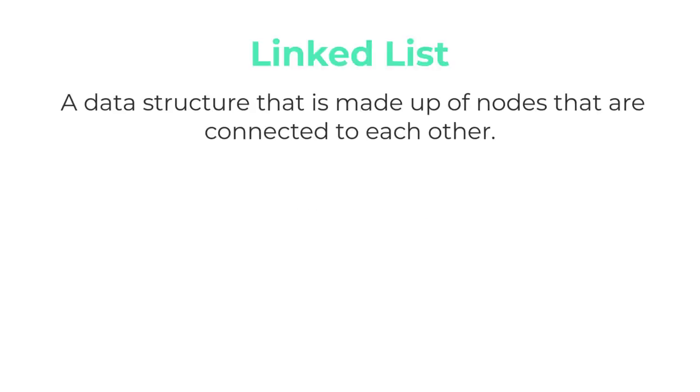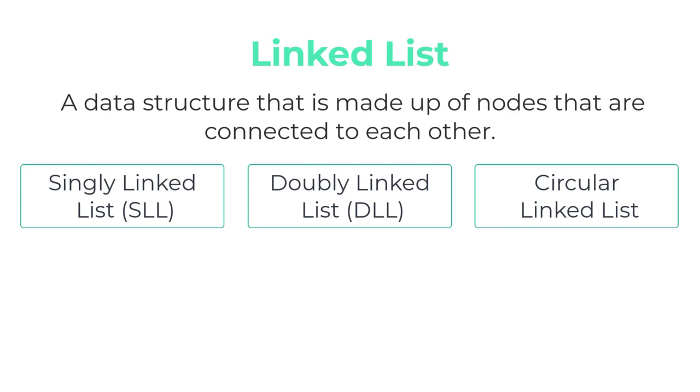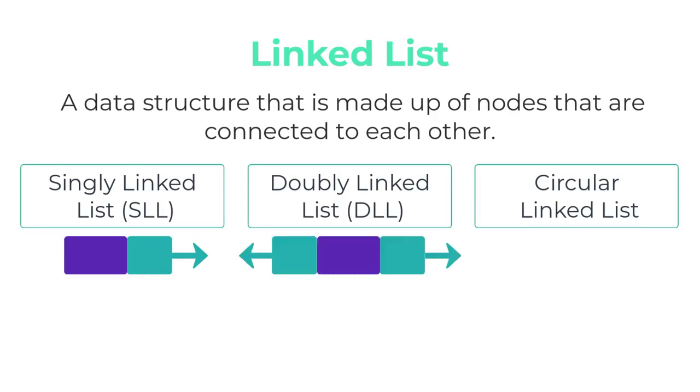And boom, it's gone. In summary, a linked list is a data structure that is made up of nodes that are connected to each other. It has 3 types. Singly linked list, where each node contains data and a pointer to the next node. You can only move forward. Doubly linked list, where each node contains data and pointers to the next and previous nodes. You can move either forward or backward.